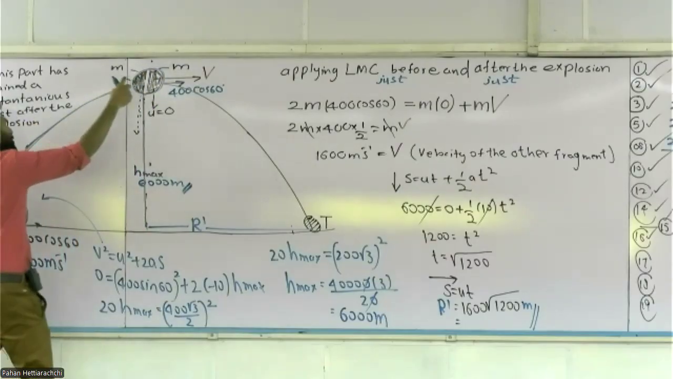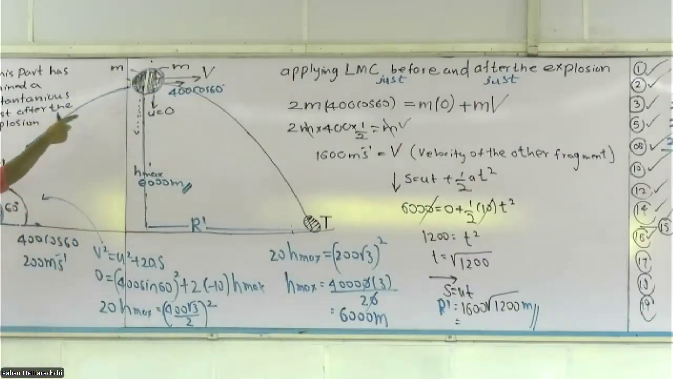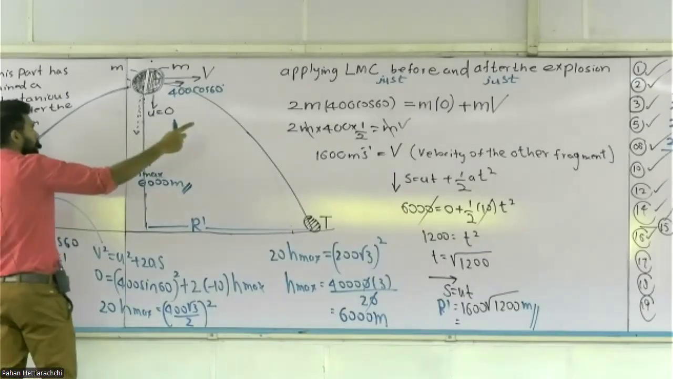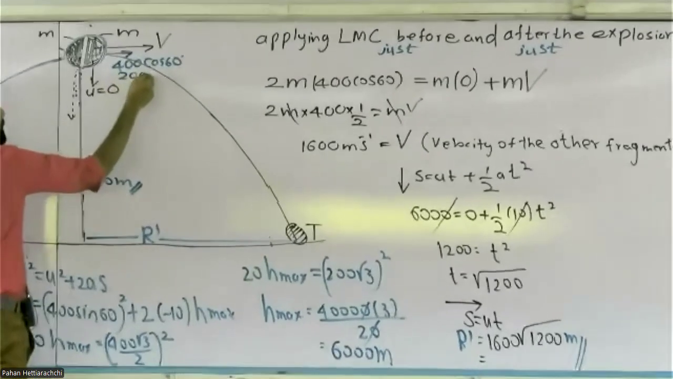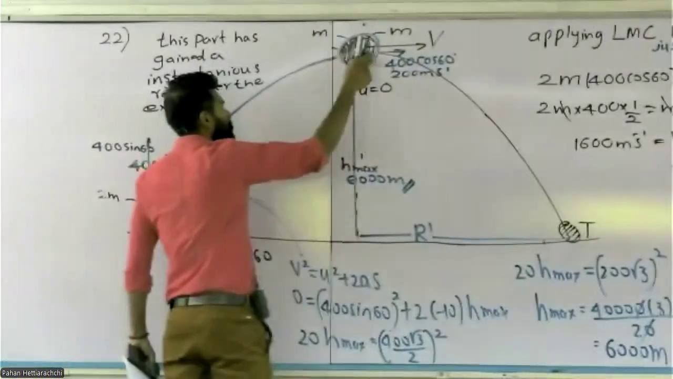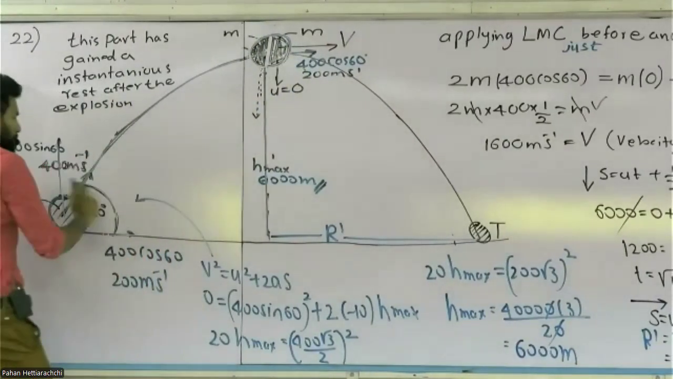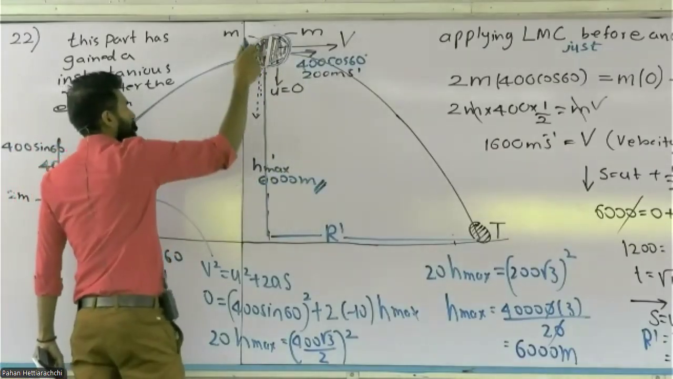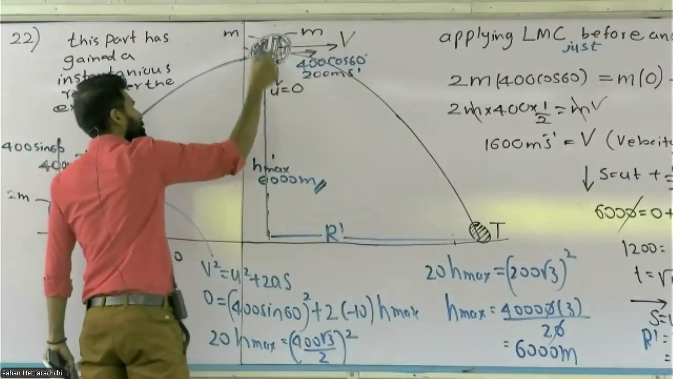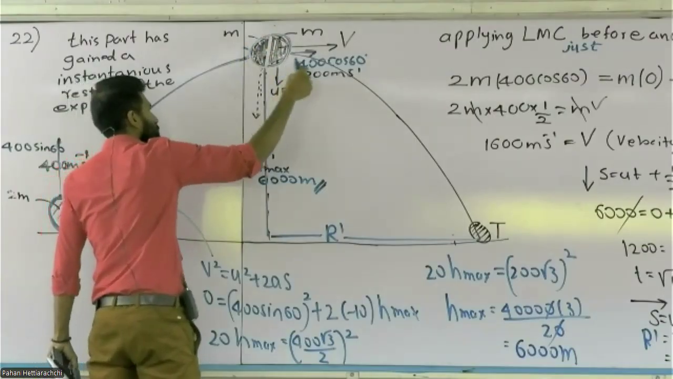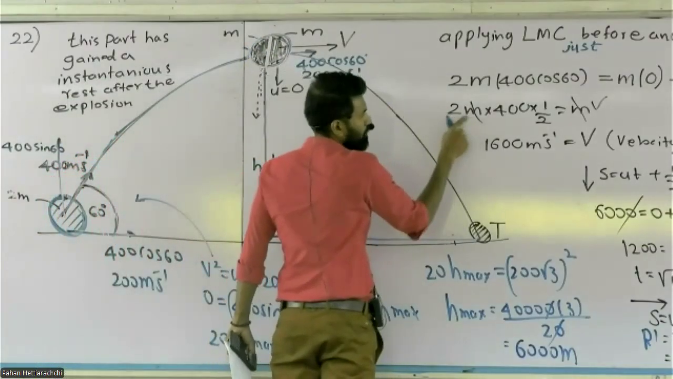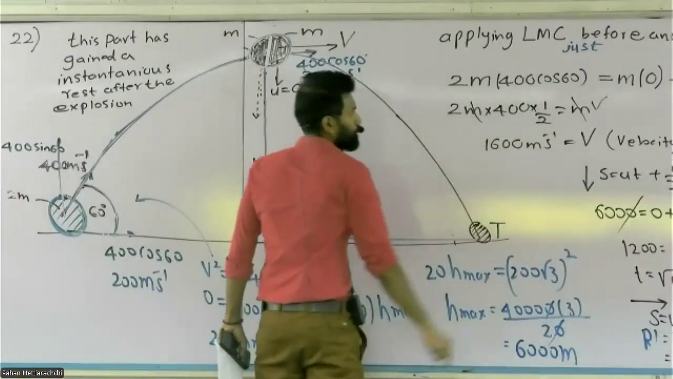At the highest point, it doesn't have a vertical velocity, but still, as a projectile, the horizontal velocity component is remaining. At the beginning, horizontal velocity component is 400 cos 60. That means 200. It won't change throughout the projectile. So here also, there's a velocity component of 200 meters per second remaining for the whole body. Vertical one is 0 at the highest point, but horizontally, 400 cos 60 velocity is remaining. So when applying LMC, just before the explosion, mass is 2m, velocity is 200 meters per second.